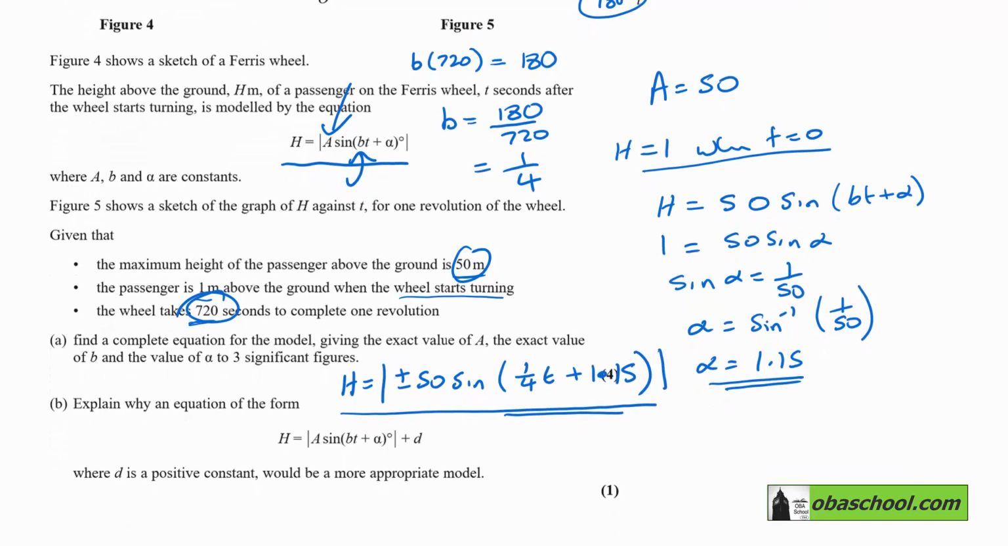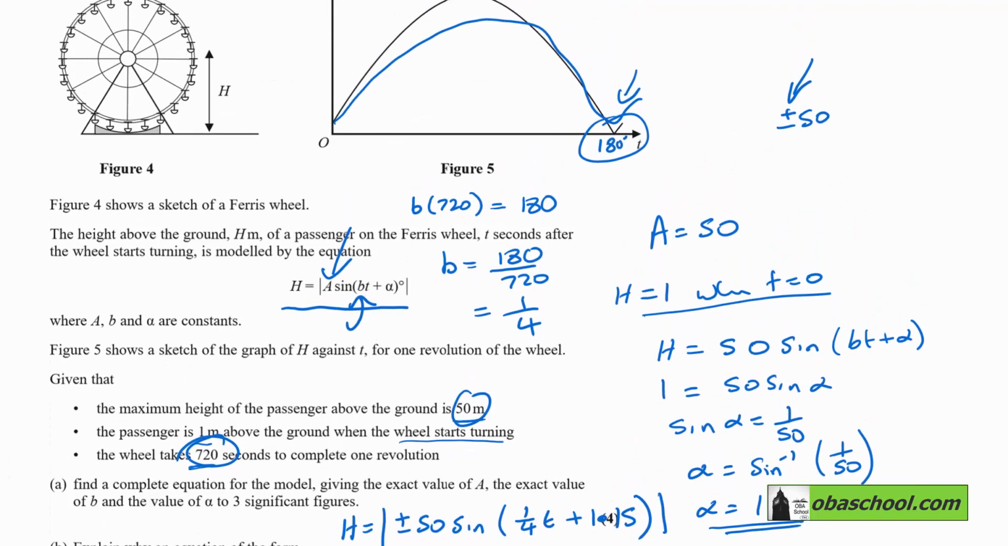Now the last part of the question says explain why an equation of this form, where d is a positive constant, would be a more appropriate model. Well, what does this d do? It is going to be a vertical translation of the graph. It's going to move it upwards. And the reason that that is sensible is because the original model would have this car scraping along the ground as it goes around. So clearly you have to raise it a bit above the ground so that doesn't happen.